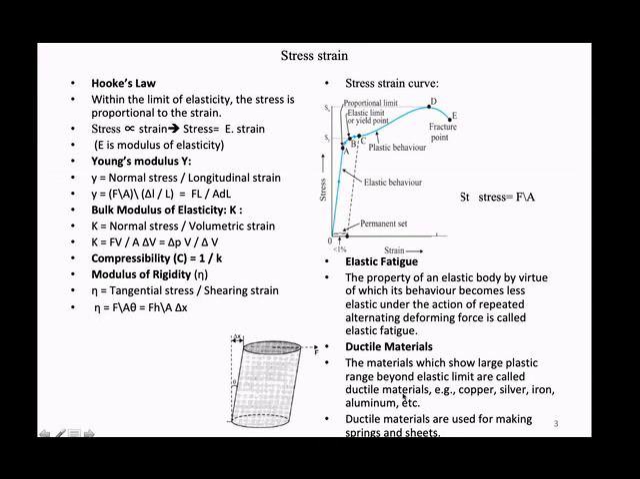Now, what is a ductile material? A ductile material has a large plastic range. This is the plastic range. Copper is a ductile material, silver is ductile, aluminum is a ductile material. Normally they are used to make springs and sheets.